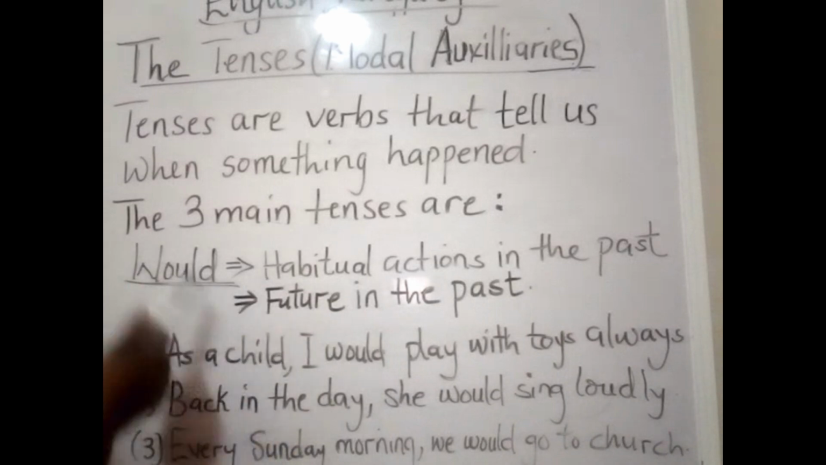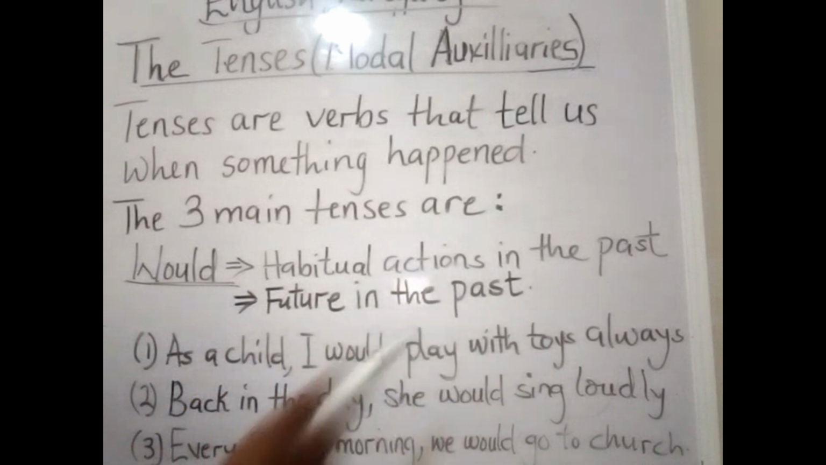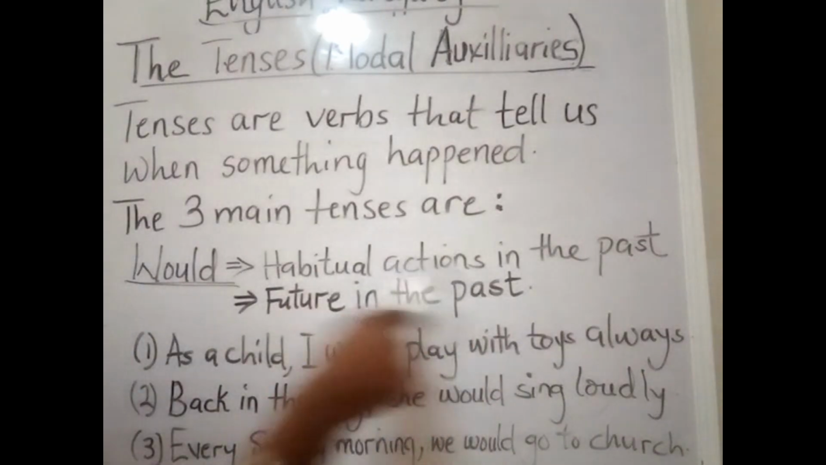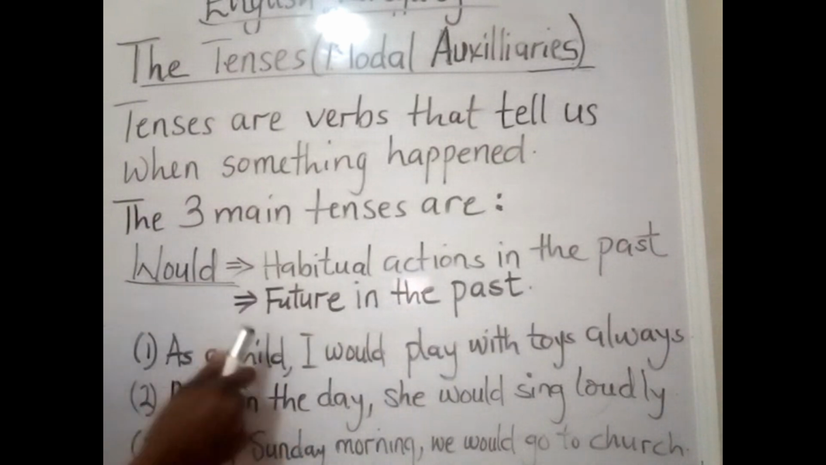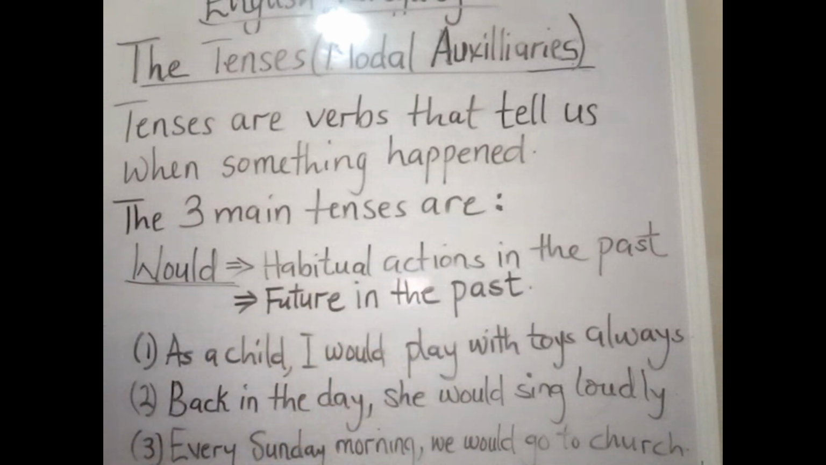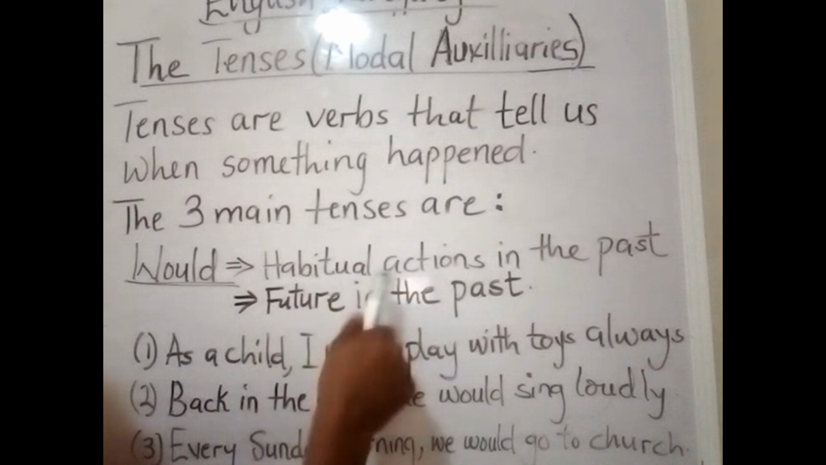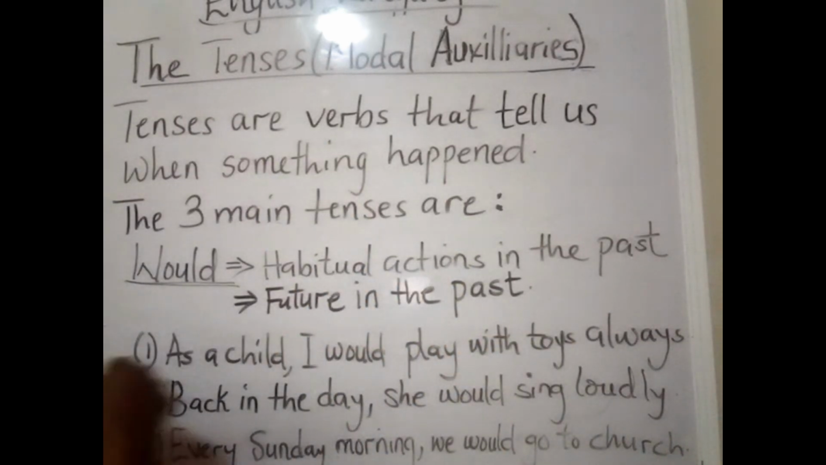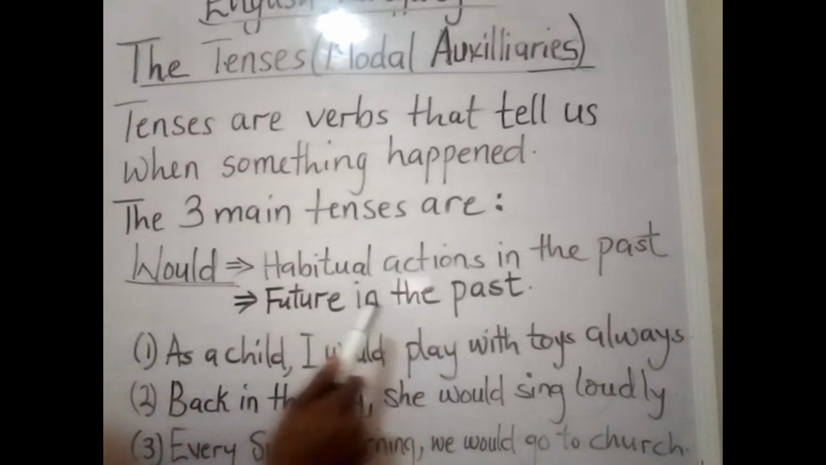And then would also is used to show future in the past. What does that mean? It sounds funny. Future in the past. Yes, it is used to refer to something in the future, but looking at it from the perspective of the past. It's something in the future, but it has a link with the past. So would is also used there.